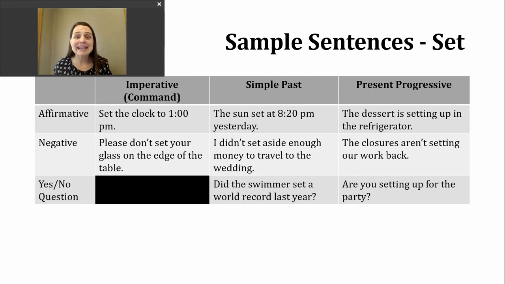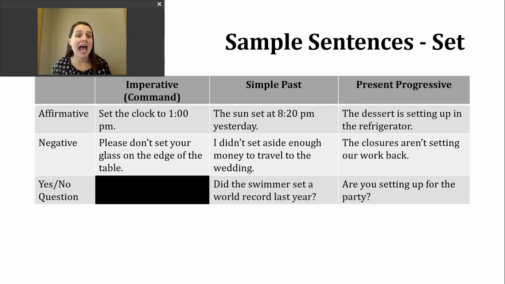If we want to make negative in the simple past tense, we're going to use did not or the contraction didn't, and then our base verb. Here's an example. I didn't set aside enough money to travel to the wedding. If we want to make a yes or no question in the simple past tense, we're going to start with did, then we'll have our subject, and then the base verb. Did the swimmer set a world record last year?